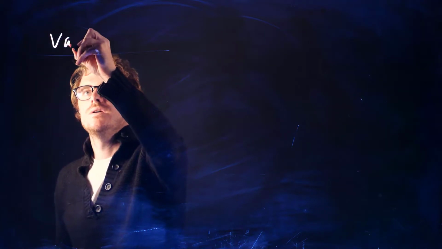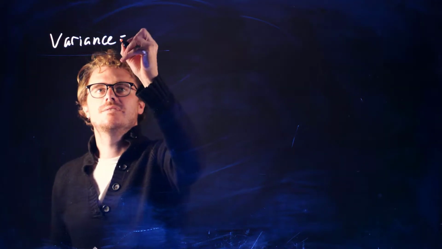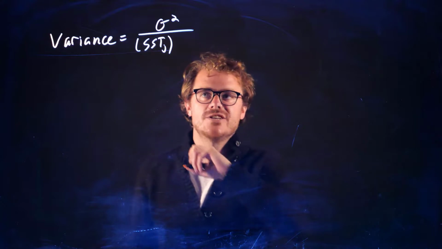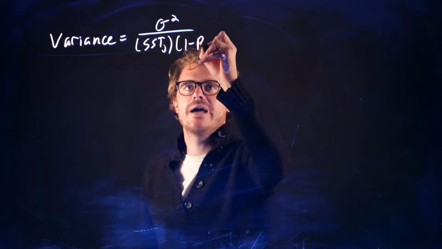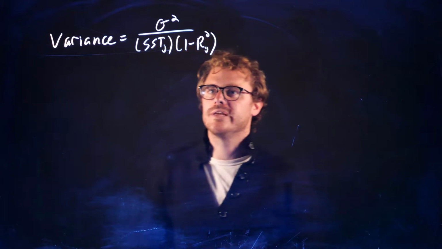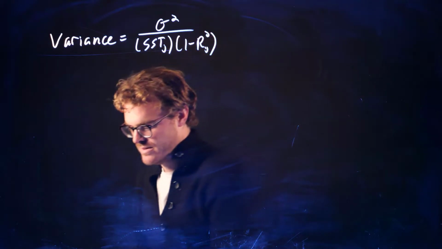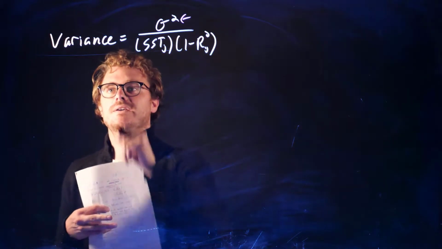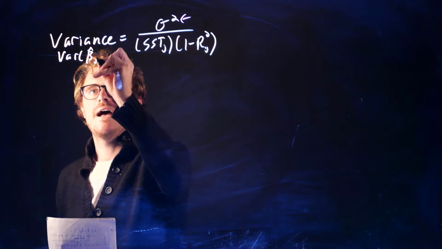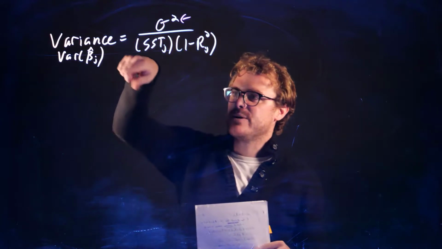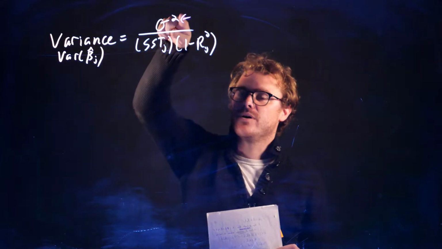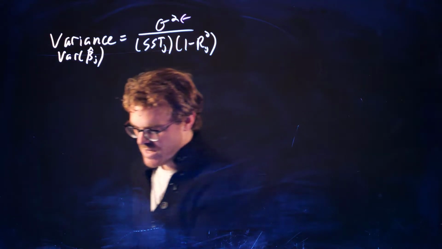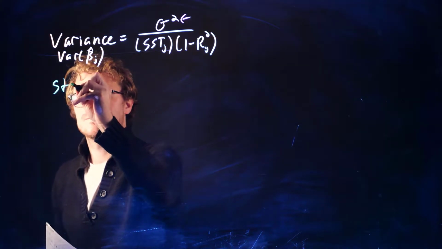So remember, the variance is sigma squared over SSTj, that total variation in xj, and then 1 minus this R squared, which is kind of capturing this correlation. But again, we can't estimate this variance because of this. Maybe I'll be more clear here. This is the variance of beta hat j, but it's not the estimator. We can't use this yet because we don't know what this number is. So we're going to have to estimate it. So let's talk about standard errors.